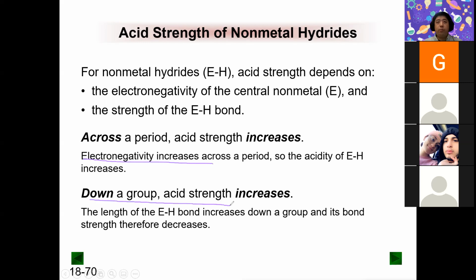Now, if we go down a group, the acid strength increases as well, because we get larger and larger shells. This goes back to Chem 1. The more shells you have, the further out the electron is, the further out the hydrogen is in terms of bonding. So there's less bond strength. So it will not hold it as tightly, okay? That means it's easily letting go of a hydrogen.